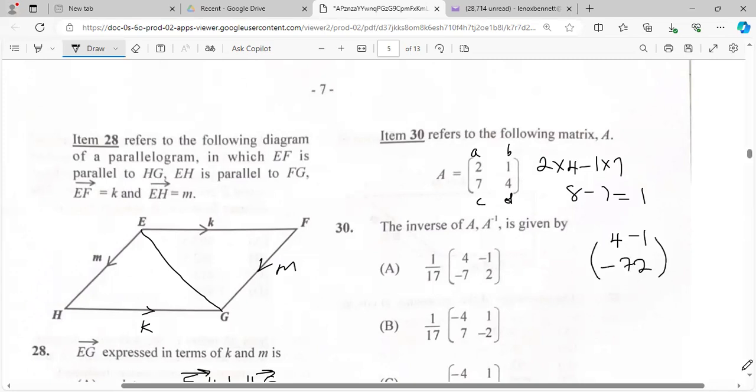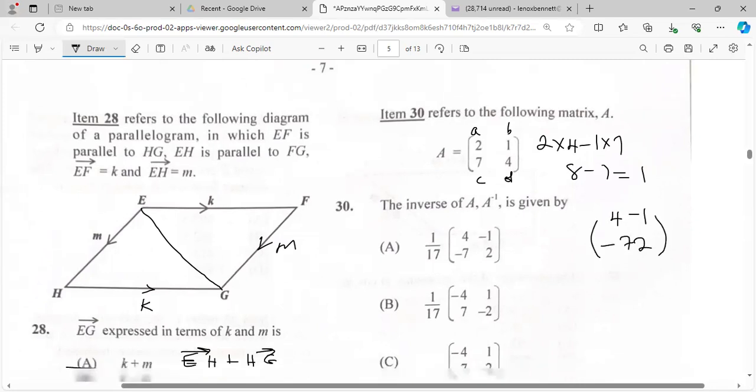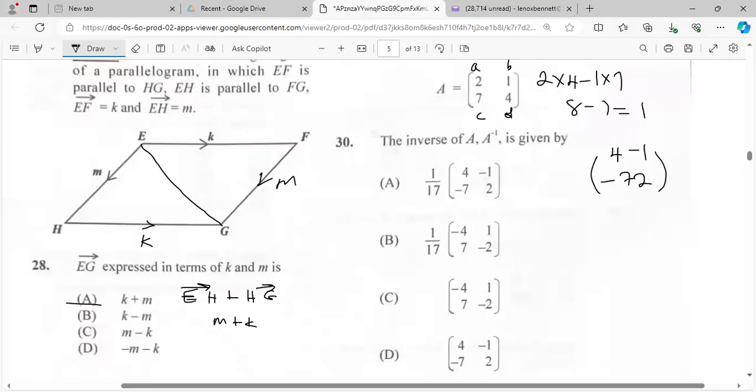Now, CXC, I played some mind game with you. This is actually the answer. But guess what? They took away the determinant because it doesn't matter. 1 over 1 does not matter. So they took away that just to test students' game.